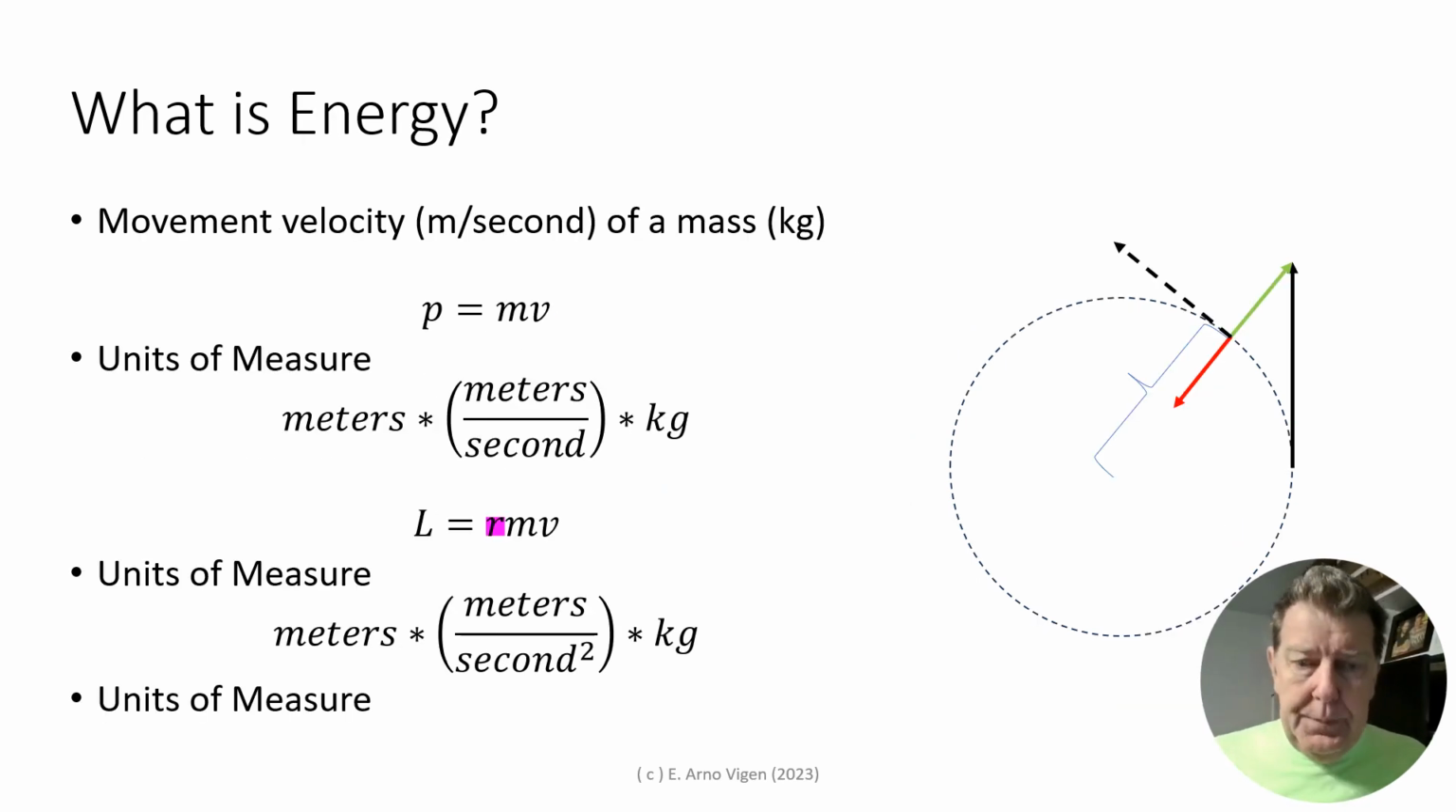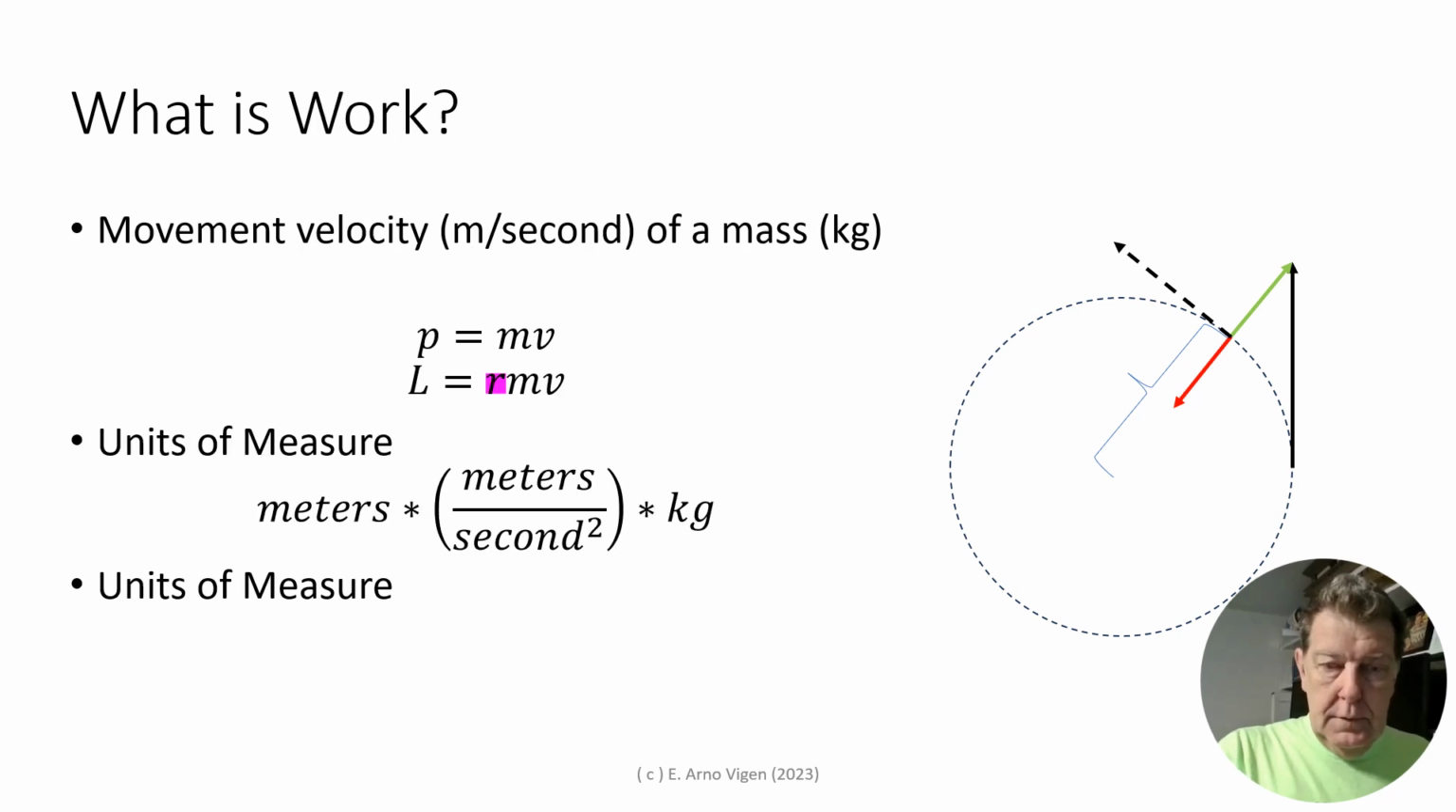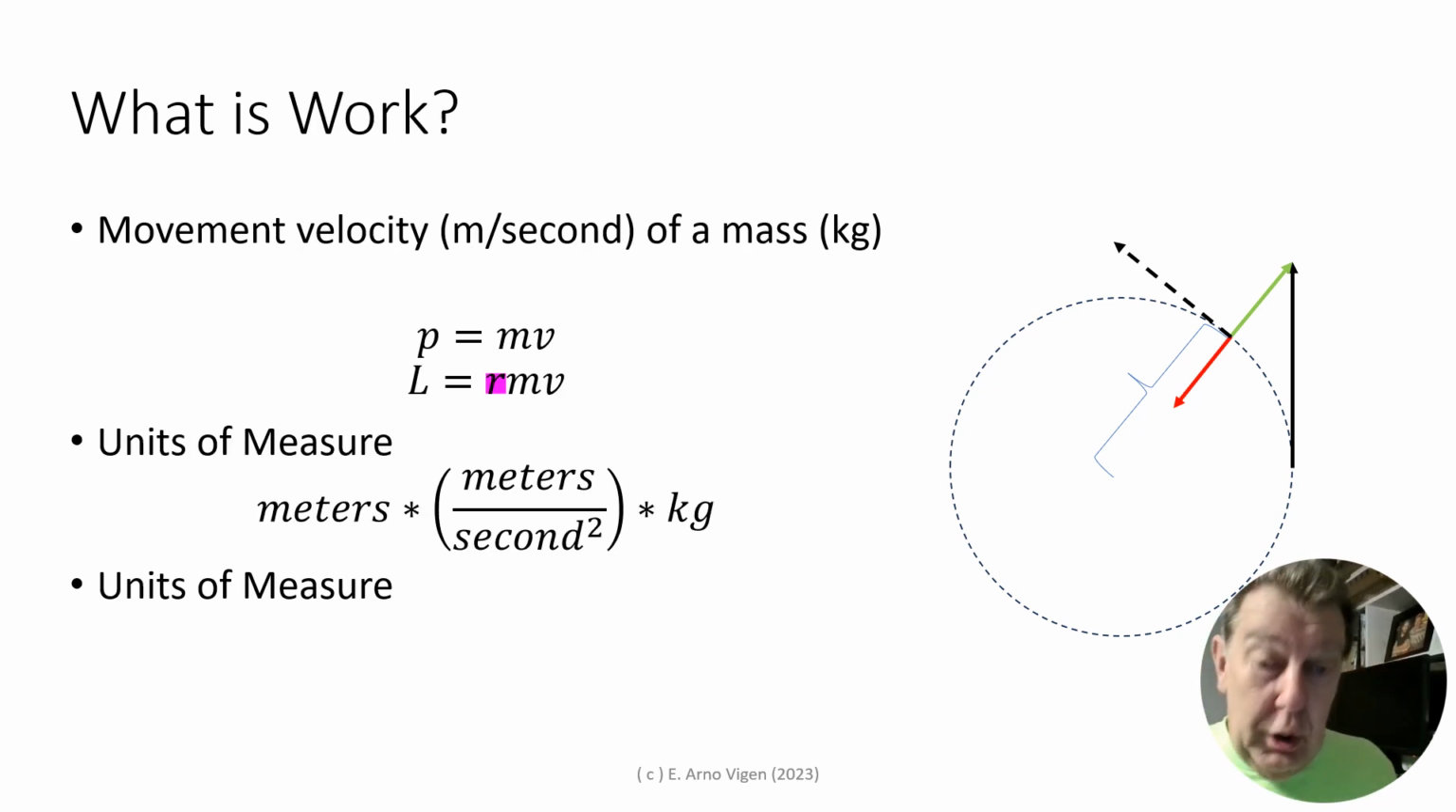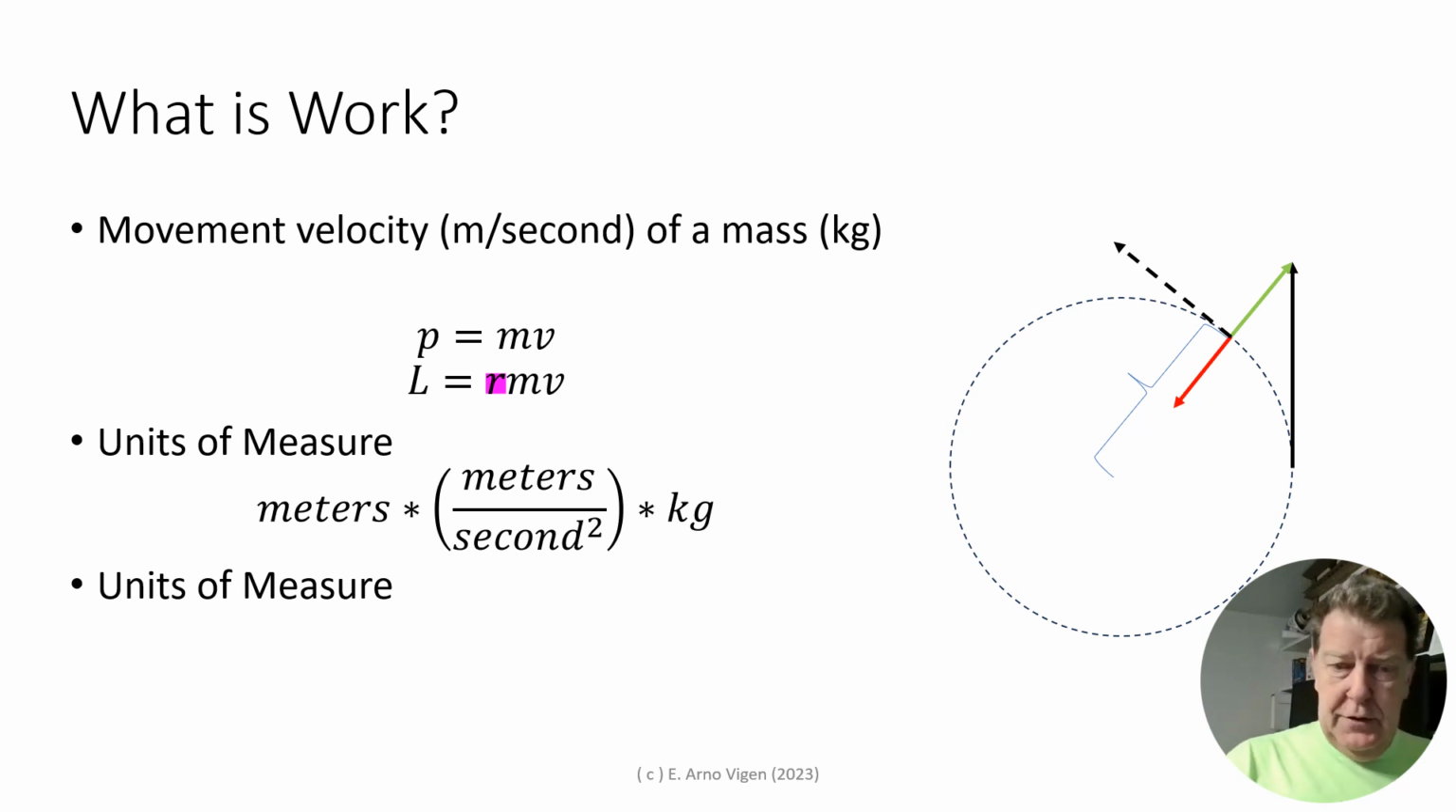Now, the same thing applies with energy. So you're trying to get the momentum of something, and that's mass times the velocity. Similarly, you can do this for rotational using the function L, and again, you just add that extra r. And similarly, we go through this work function, which is very similar. Again, you get this meters times meters per second squared times kilograms as the units of measure.